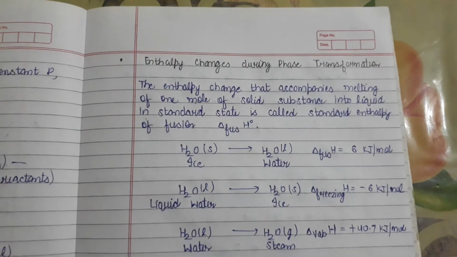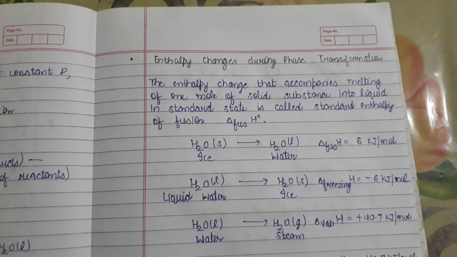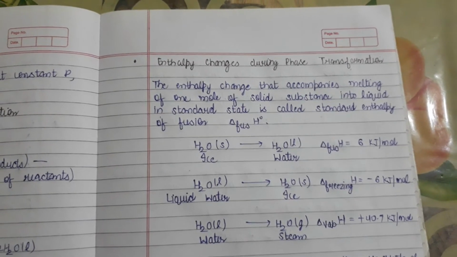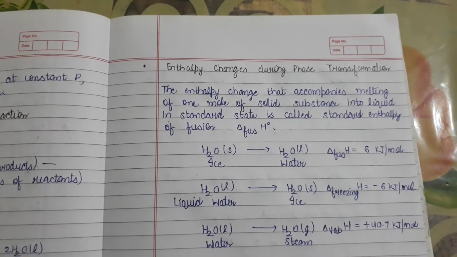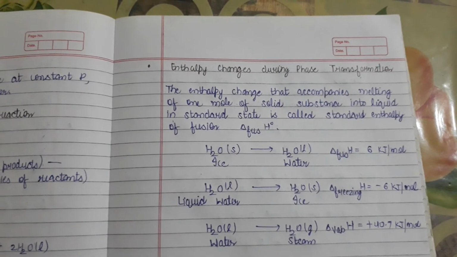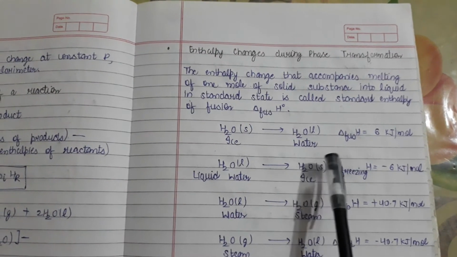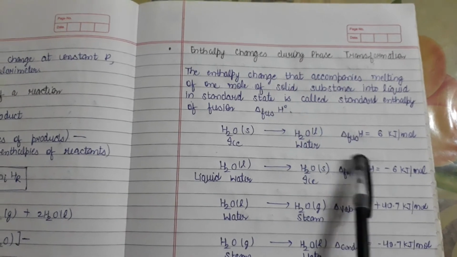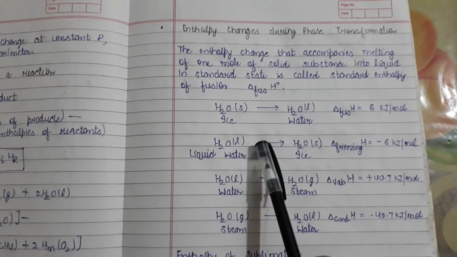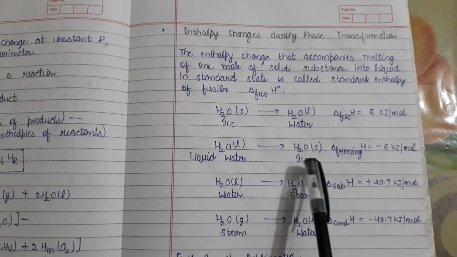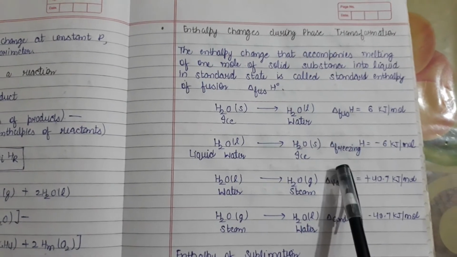Now enthalpy change during phase transformation. The enthalpy change that accompanies melting of 1 mole of solid into liquid, if it is in the standard state, is called the standard enthalpy of fusion. For example, when ice converts into water, it is the enthalpy of fusion because 1 mole of solid converts into liquid. And when liquid water changes into ice, this is the reverse of this reaction, and here it is the enthalpy of freezing.